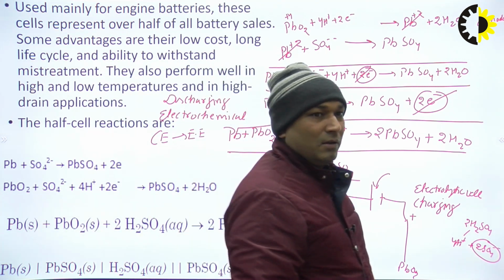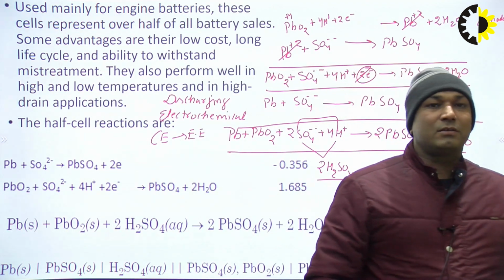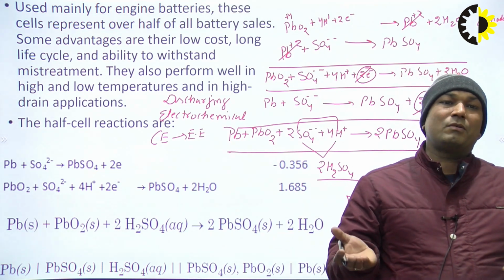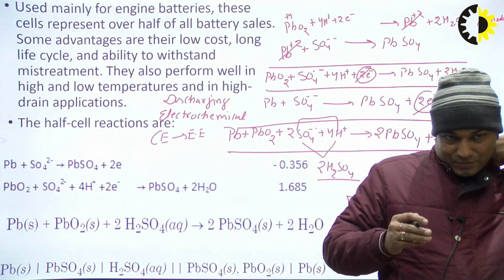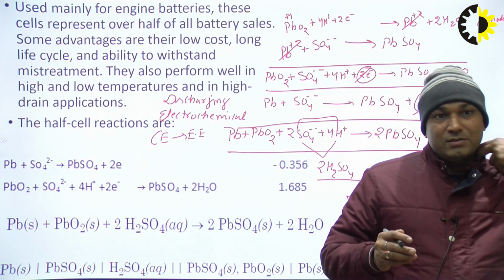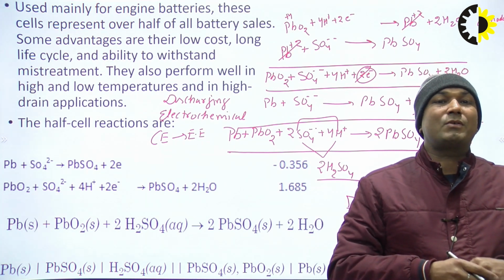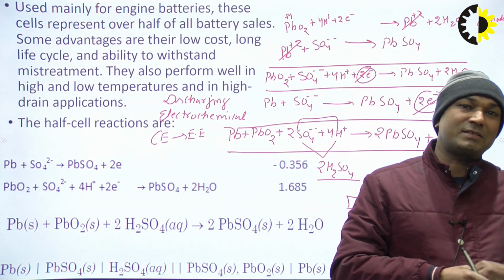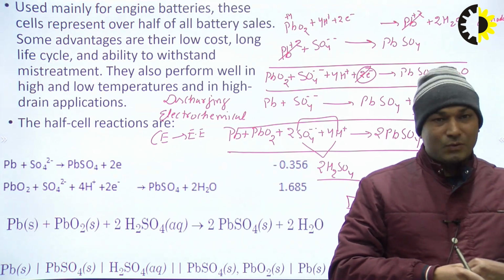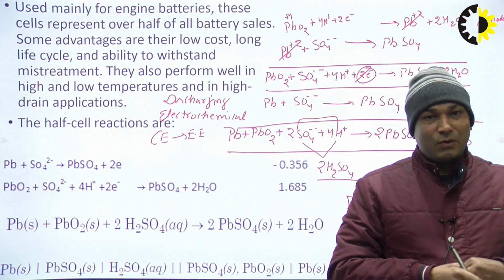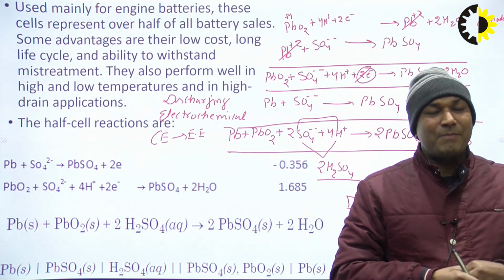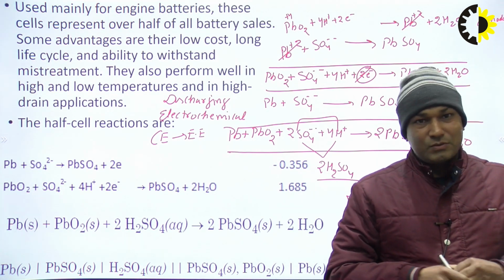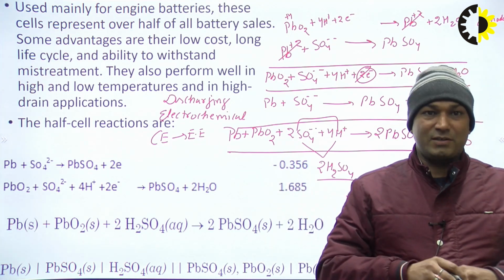Means when we are interchanging the cell from electrochemical to electrolytic cell, the anode of the electrochemical cell will behave just like a cathode, and the cathode of the electrochemical cell will behave just like an anode. So, that is why the reaction will be reversed.